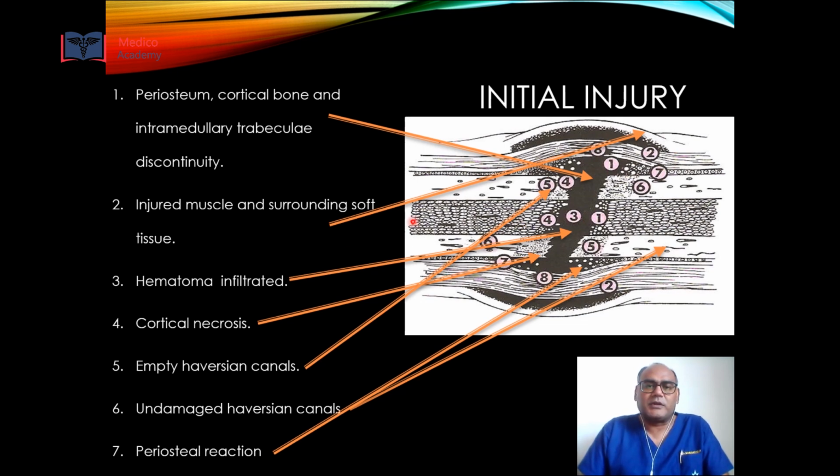The injured muscle and surrounding soft tissues form a sort of pseudocapsule which will encapsulate the injured part of the bone, and hematoma has filled the gap in between the fractured ends. There is cortical necrosis as we discussed, because the intramedullary blood supply disruption would immediately lead to bone necrosis at the fracture ends. And there are damaged haversian canals in this region, but the haversian canals which are far apart from the fracture site will still contain the bone forming cells. They also have vessels, we should remember, and they will be able to supply the pluripotential stem cells.